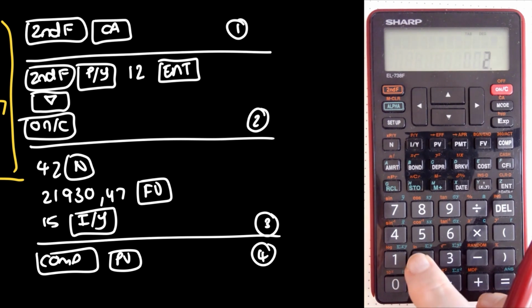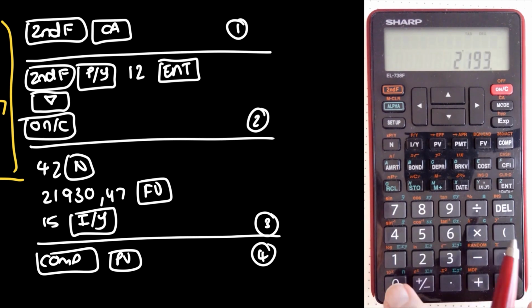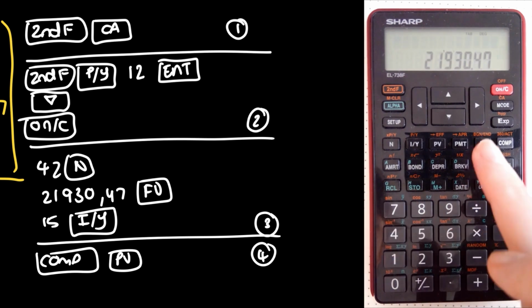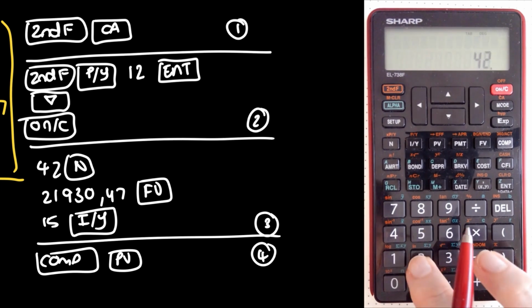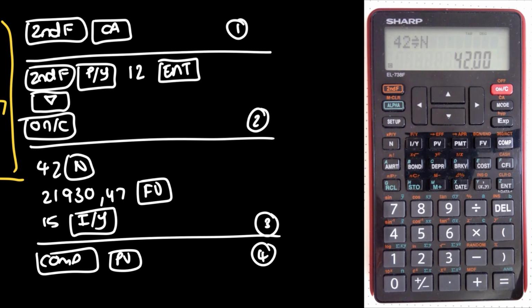So we have 21,930.47 future value, and we have it as positive because it's going to be an inflow of money to us. We're looking at it from the viewpoint of us. And then our N was 3.5 years, but it needs to be in the same units as our compounding periods. So that is going to be months. So it's 42 N. And then our interest was 15% per annum compounded monthly.